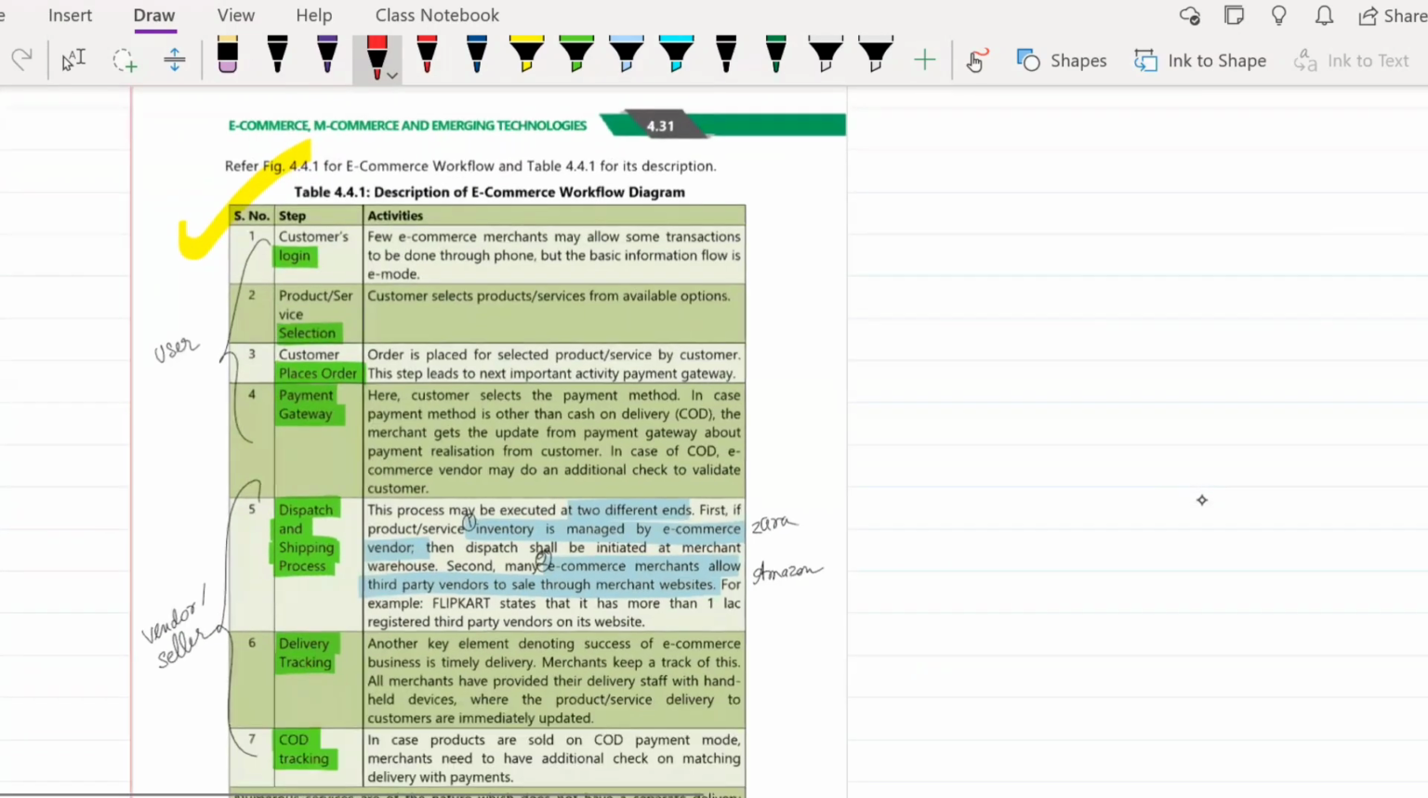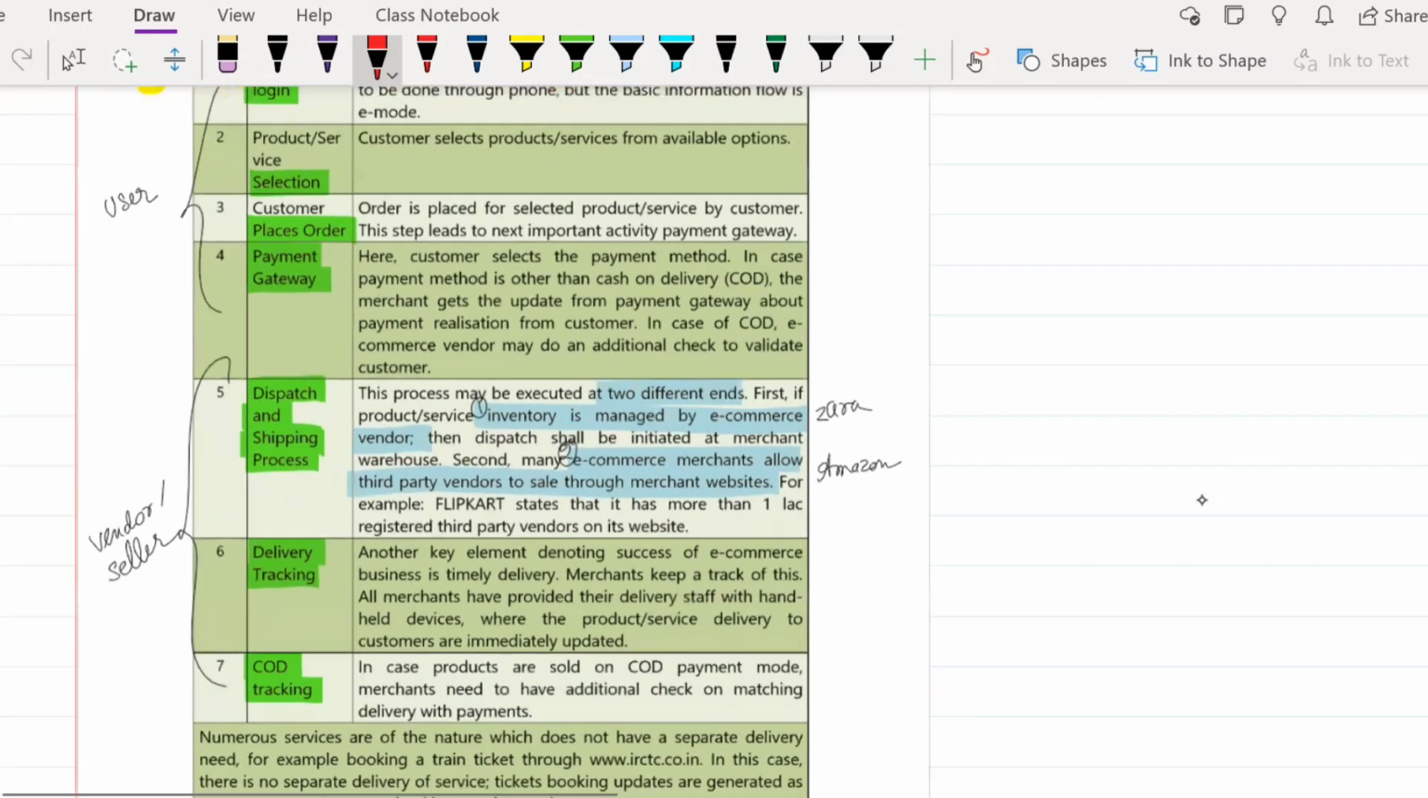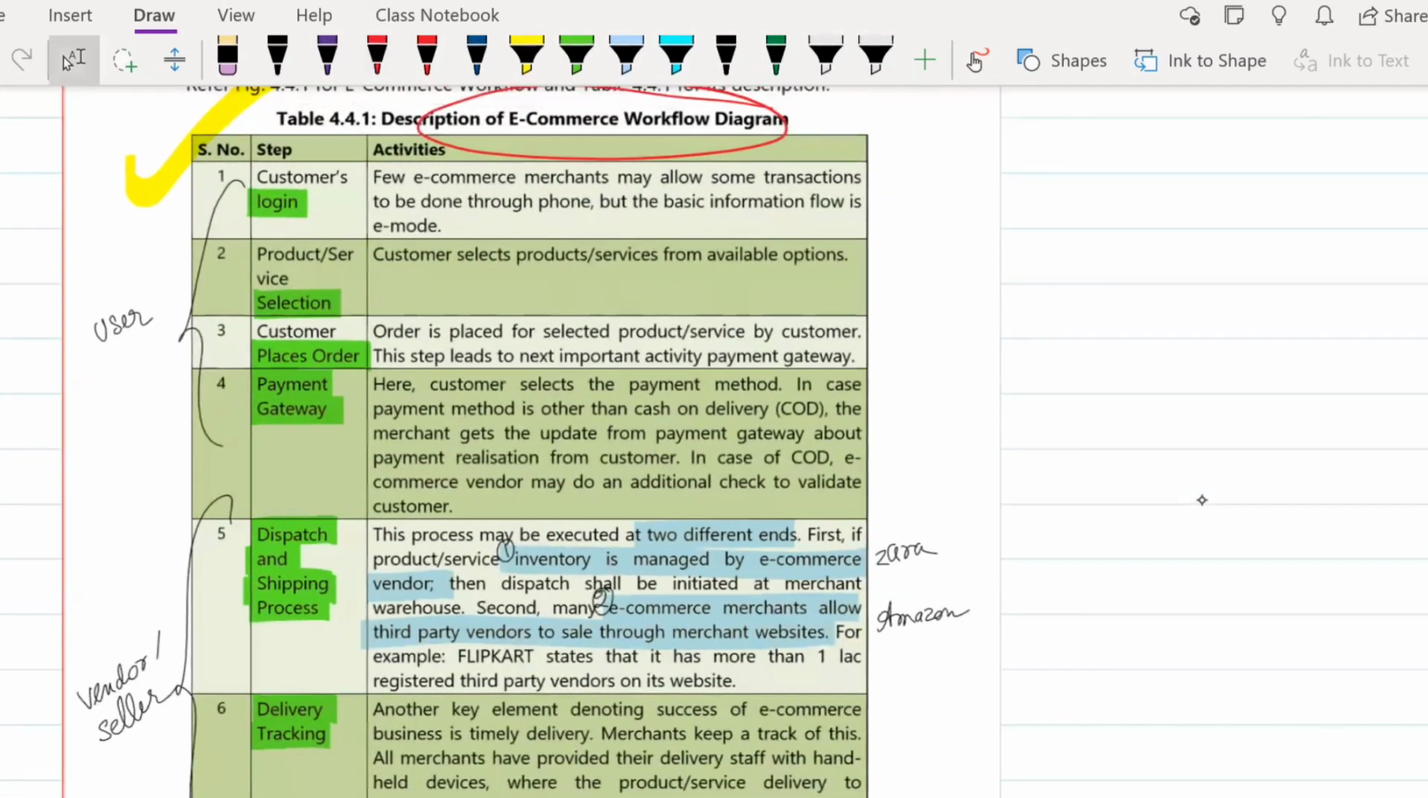So next here what they are telling you is how e-commerce is going to work, or what is the workflow of an e-commerce. This is something that I don't think I need to even explain, but for the sake of explaining, just because it is given in your textbook, I am going to explain. First, whenever you want to buy something from an e-commerce website, you have to log in from your site.